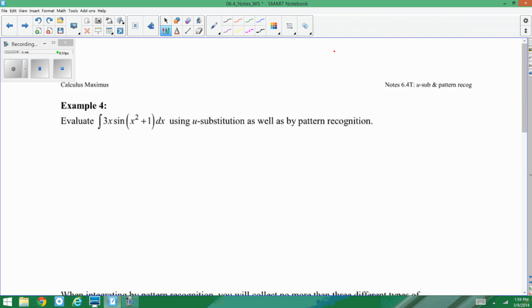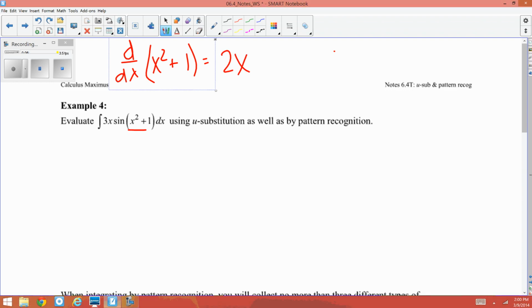All right, so again, we notice this, the derivative of x squared plus 1. If we do that, it's 2x. So we have 3x here. So we're only off by a constant, so that's not so bad. But I don't like that constant being there. I'm going to just pull it out for a second.